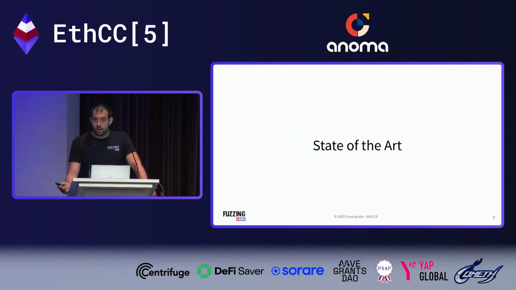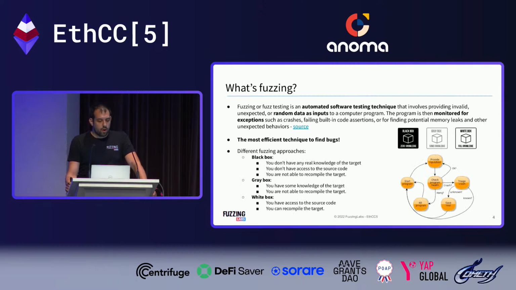So what is the actual state of the art? First of all, I need to explain what fuzzing is, just to be sure everyone is aligned. Fuzzing stands for fuzz testing. It's actually the most efficient technique to find bugs in programs in general. The main idea is to provide random or pseudo-random input into a program and monitor if it's crashing, and if that's the case, it's a good point for you.